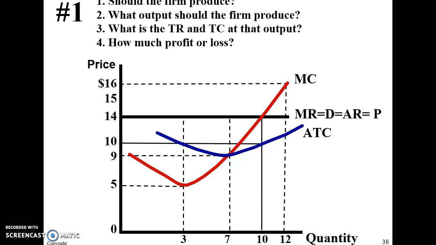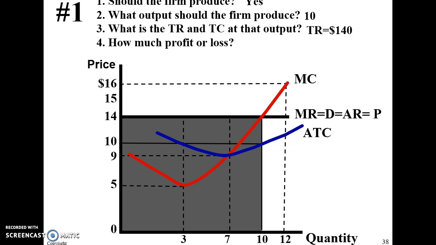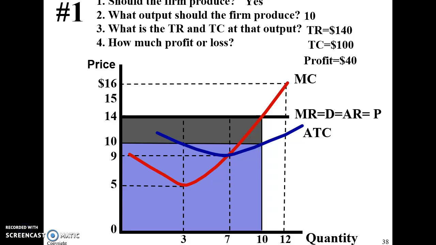So I would say yes, the firm should produce. I know that the output should be 10. That's where marginal revenue is equal to marginal cost. The total revenue is going to be 14 times 10. And the total cost will be 10 times 10. And the profit is going to be 4 times 10, or 40.